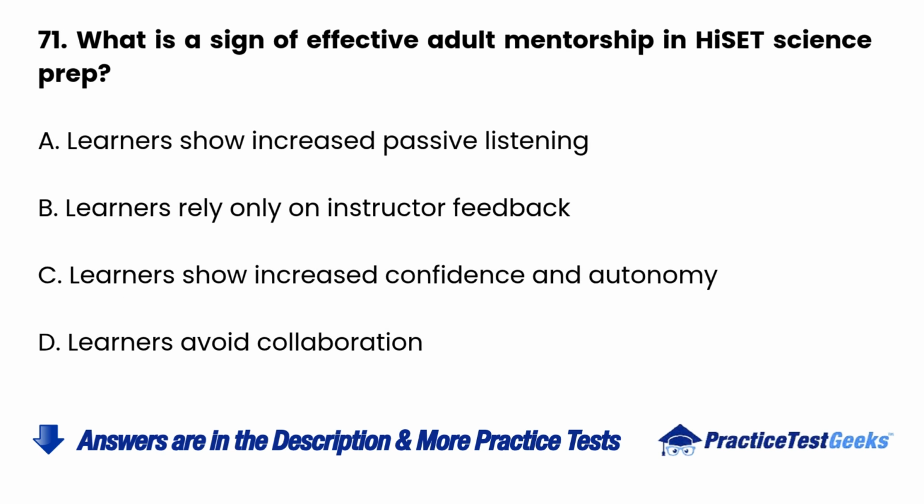71. What is a sign of effective adult mentorship in HiSET science prep? A. Learners show increased passive listening. B. Learners rely only on instructor feedback. C. Learners show increased confidence and autonomy. D. Learners avoid collaboration.